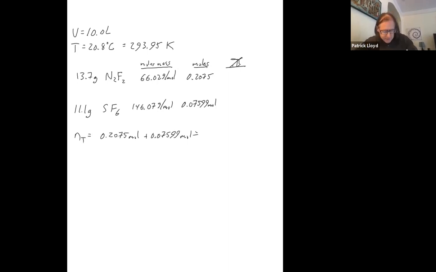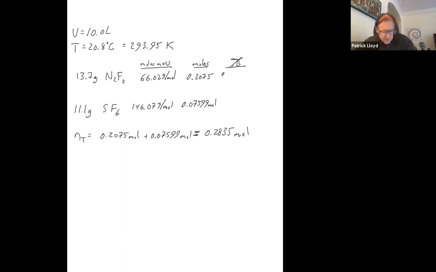So you get 0.2835 moles. There's your total number of moles. So now you can do the mole fraction, right? The mole fraction is going to be the moles of the gas you're interested in divided by the total. So for the N2F2, it'd be 0.2075 divided by 0.2835.